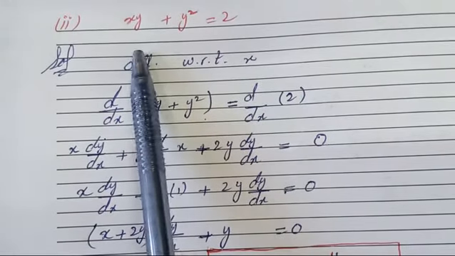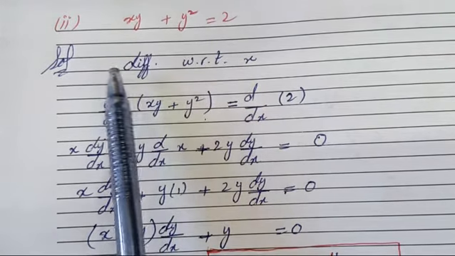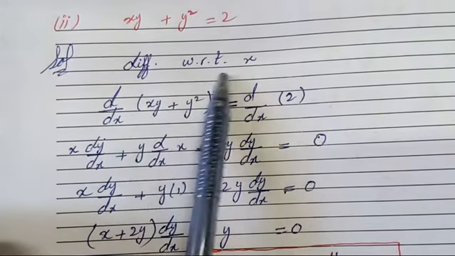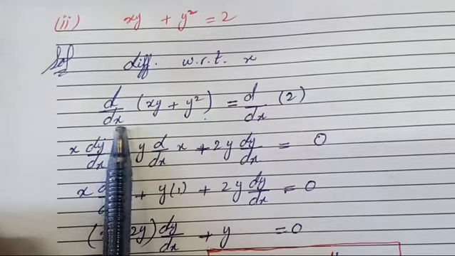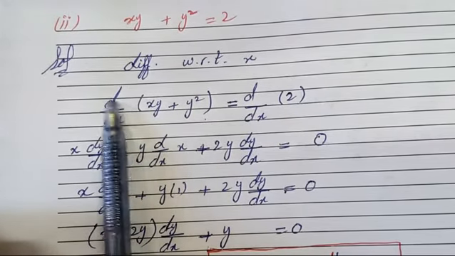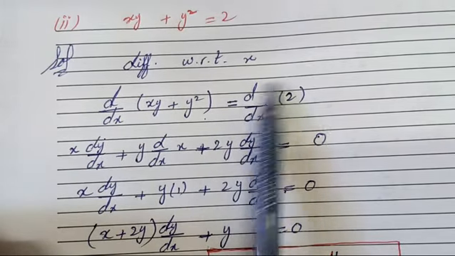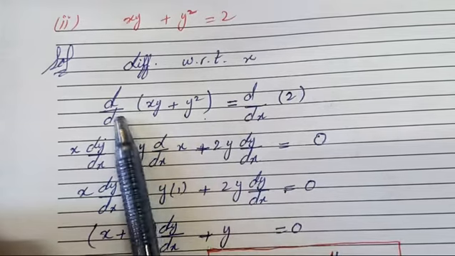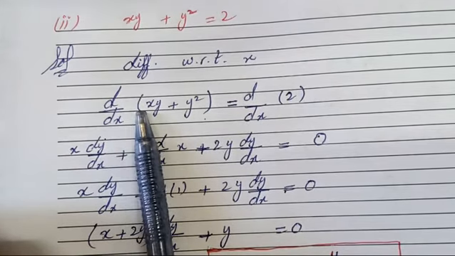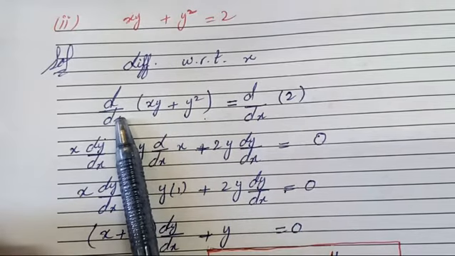Second part of question number 2: xy plus y square is equal to 2. First of all, in the solution write: differentiate with respect to x. D over dx of xy plus y square on the left hand side, while on the right hand side is the derivative of 2, that is a constant. Now the derivative is a linear function, so it can be operated separately on all the given terms. So now apply this derivative separately.